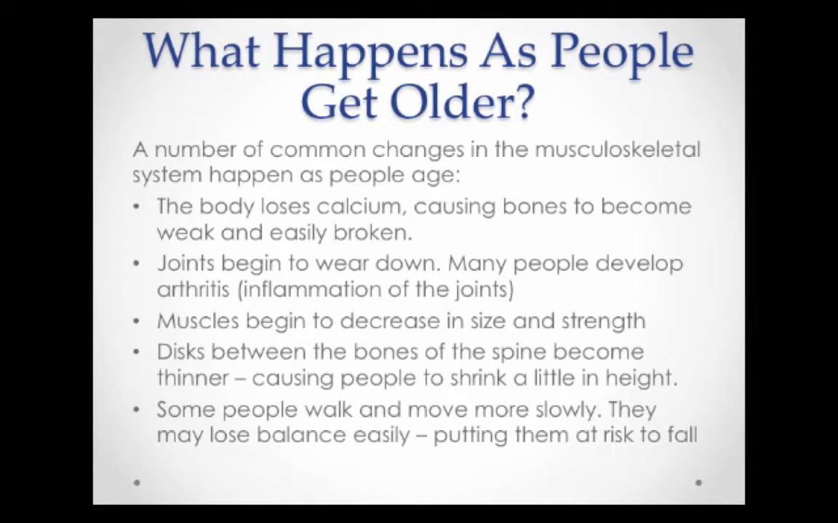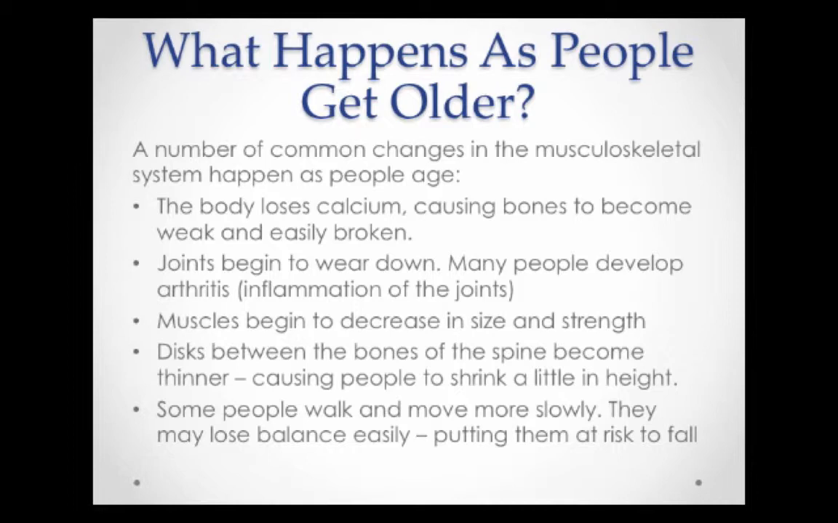Joints begin to wear down. Many people develop arthritis, or inflammation in the joints. Arthritis may cause the joints to become stiff, painful to move, and deformed. Muscles begin to decrease in size and strength, starting slowly at the age of 20. The discs between the bones of the spine become thinner, causing people to shrink a little in height.